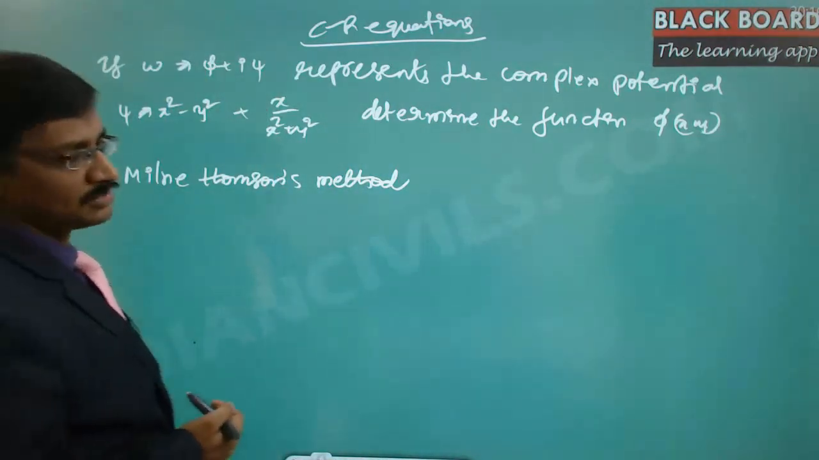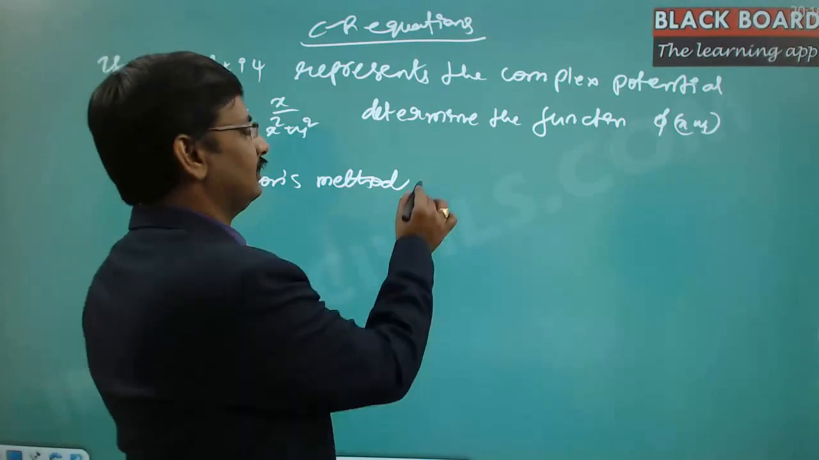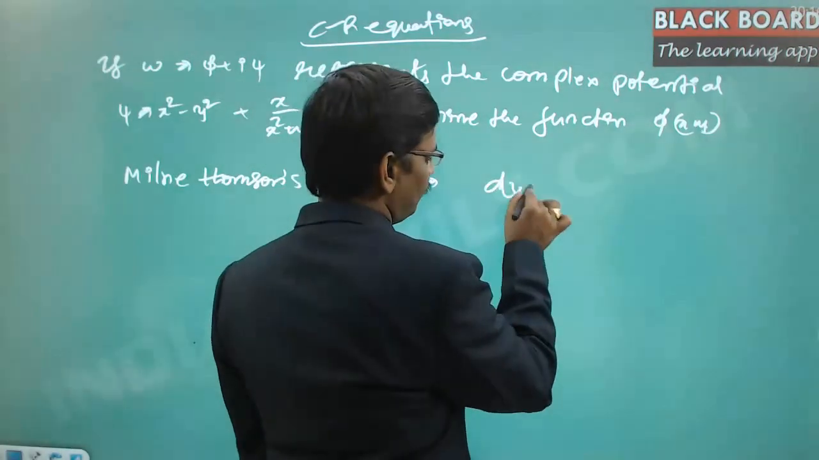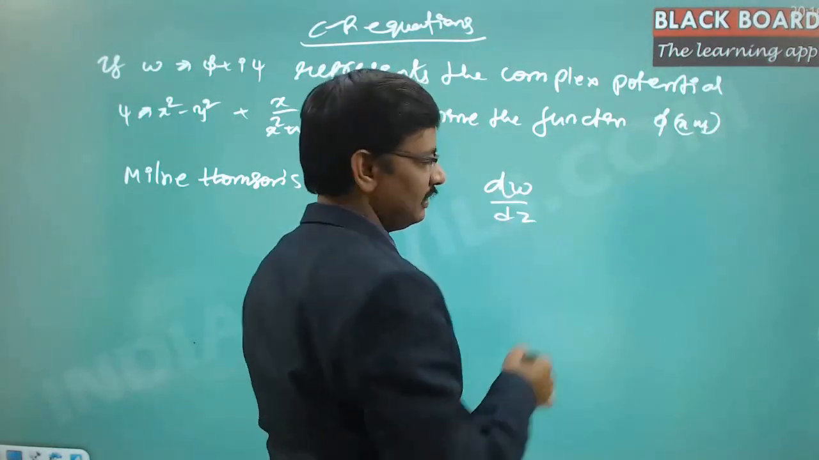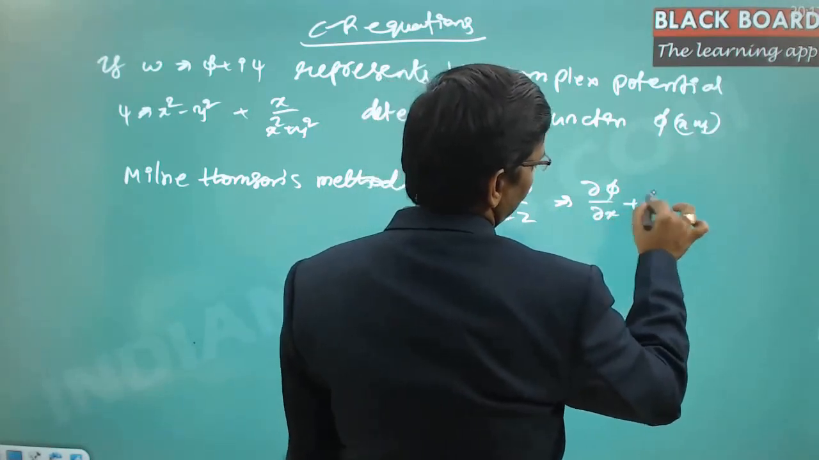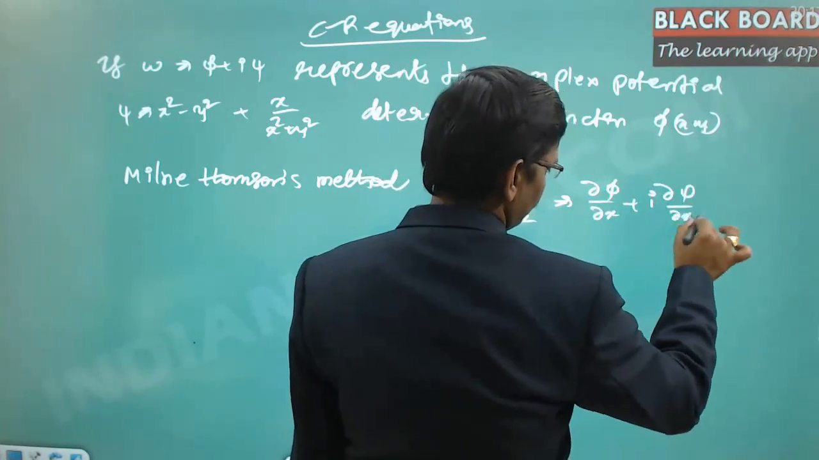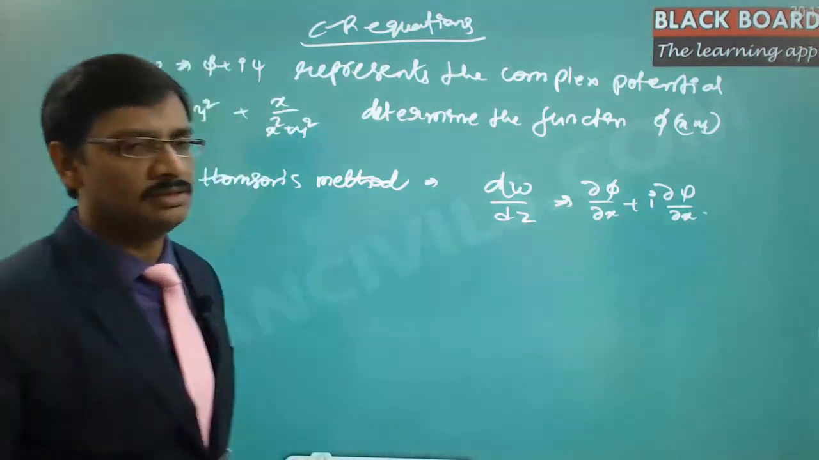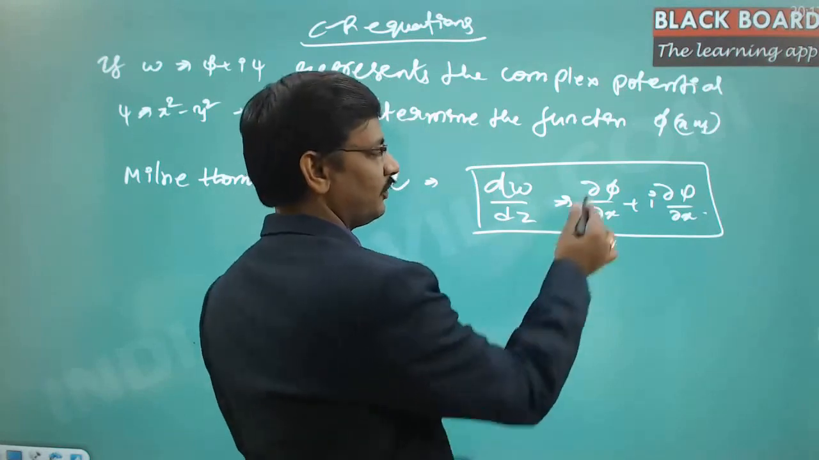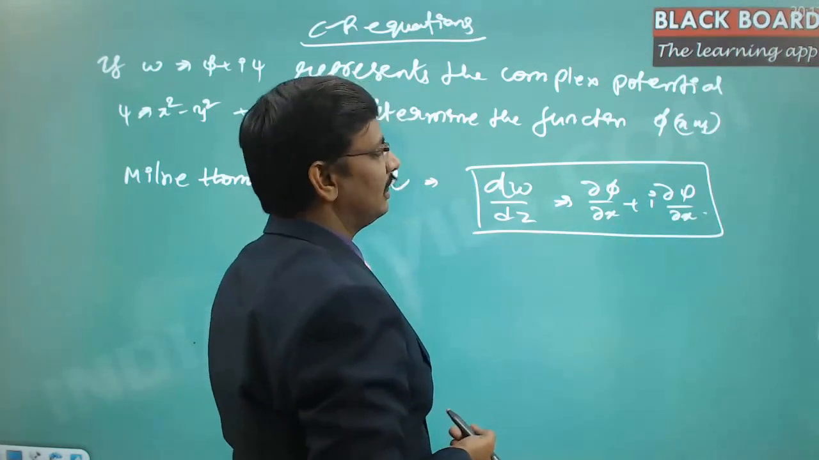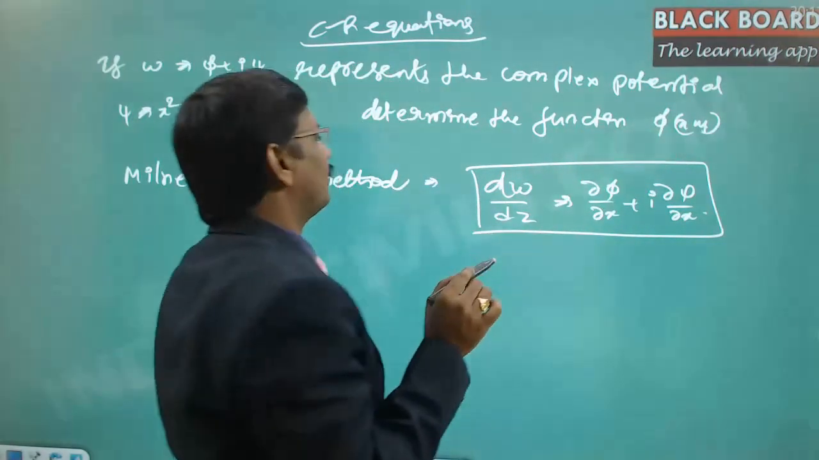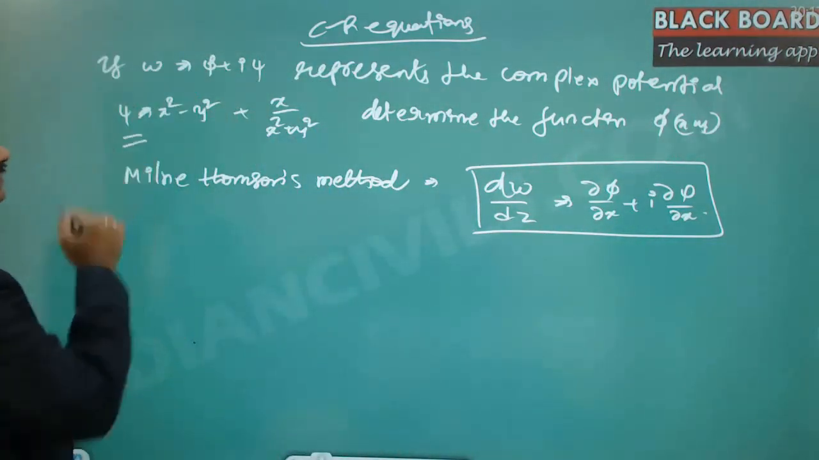So this is Milne-Thomson's method. If the function is analytic, then we have to apply it. We say that the derivative of this particular function, dw by dz, is equal to dou phi by dou x plus i times dou psi by dou x. So this is the derivative of any analytic function given in this particular form. Now here it was given that phi of x y we need to find provided psi of x comma y is given.